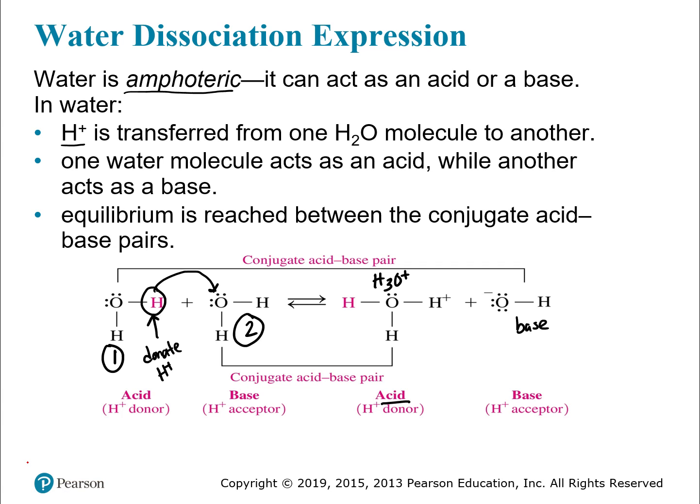We've made conjugate acid-base pairs. When water molecule number 1 donates its hydrogen, it becomes a base on the product side. So it goes from being an acid, it gives up its hydrogen, and now it's a base. It's just the OH minus.